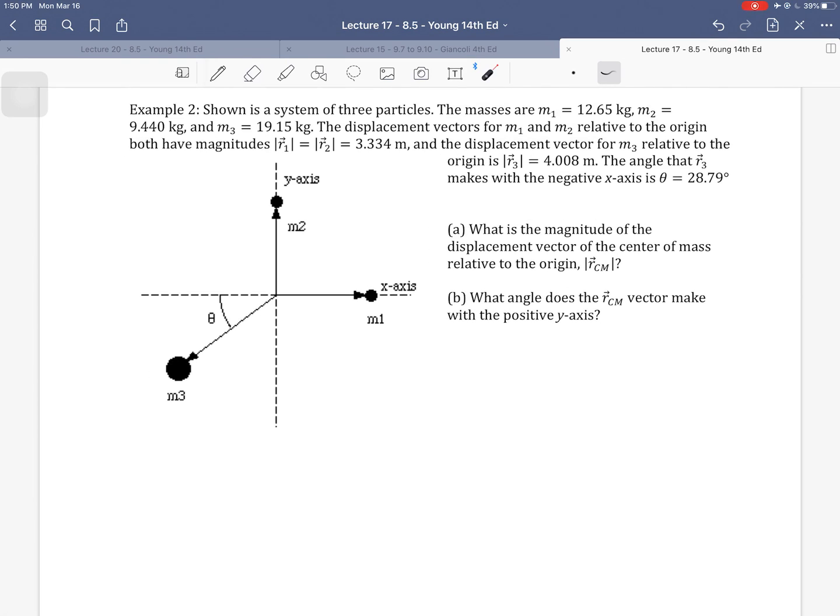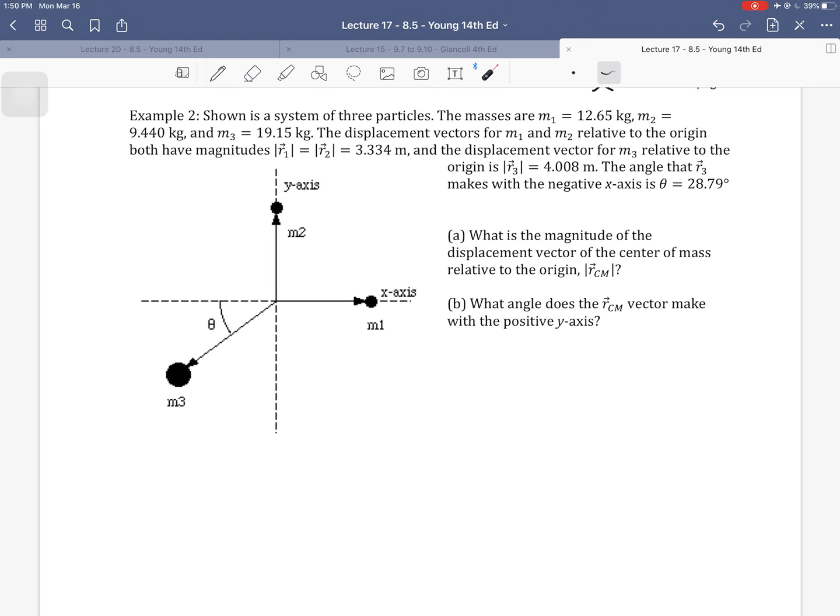Okay. So the first thing, let's read the problem. So we see we have 3 masses. They all have different values, m1, m2, and m3. 2 of them, m1 and m2, are located on an axis, and m3 is located at an angle, which here are given, as you can see here. m3 is in the 3rd quadrant, and the other 2 are on axes that divide the 4th and 1st and 1st and 2nd quadrants, respectively.